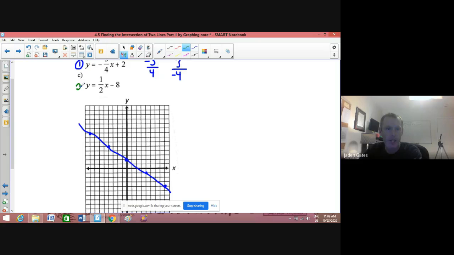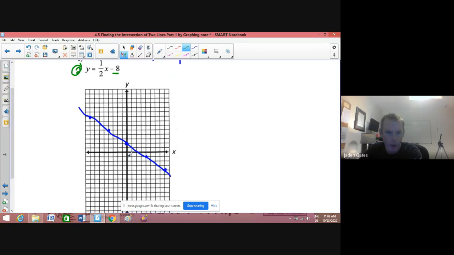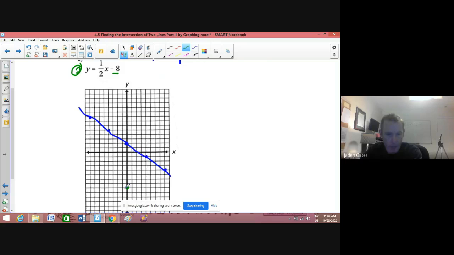On to our second line here. Again, plotting the y-intercept first, -8. Ooh, way down there. So 1, 2, 3, 4, 5, 6, 7, 8. Plot the y-intercept. Our slope is 1/2, which means go up 1, right 2. That's the pattern. So up 1, right 2, there's a point. Up 1, right 2, there's a point. Up 1, right 2, keep going here. Up 1, right 2. There we go. We hit our spot. Draw our line in.